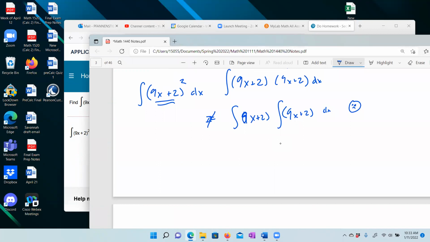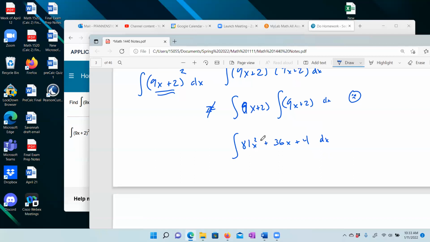What I'm going to do is borrow from 7.2. I know we haven't gotten there yet. What this section expects us to do is to multiply this out. So we have what? 81x squared plus, let's see, 18 times 2 is 36, plus 4. And they would want us to do this. And we could do that. That's fine.